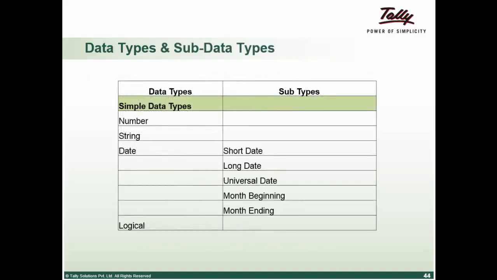So this is a simple table that we have of data types. For data types, we have number, string. This is a simple list. So string, date. In date, the subtypes that we can have are the short date, the long date, universal date. But it will return you a date. That's it. And we have logical.